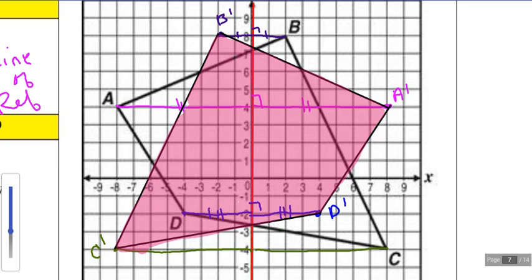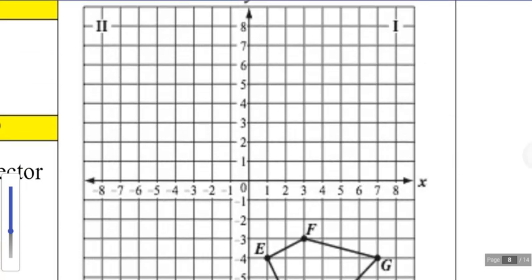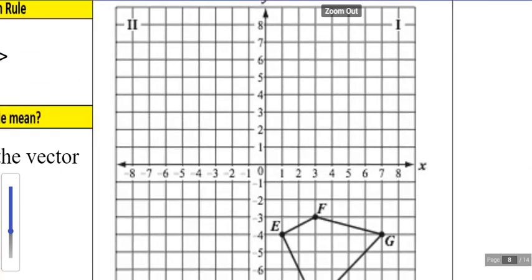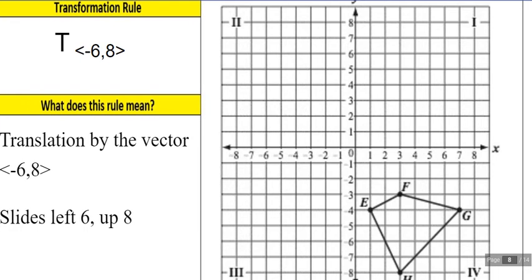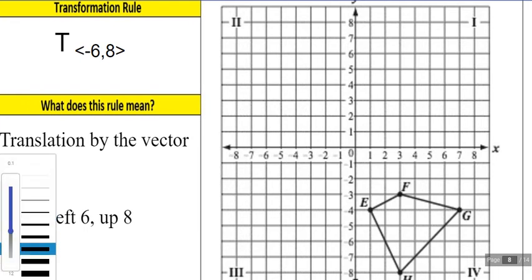Okay, I think there's one more set here of single transformations, and we're going to get into our composites next. This is all old hat, so we really isolate ourselves to just two of these transformations. It's really going to be a translation or a reflection.